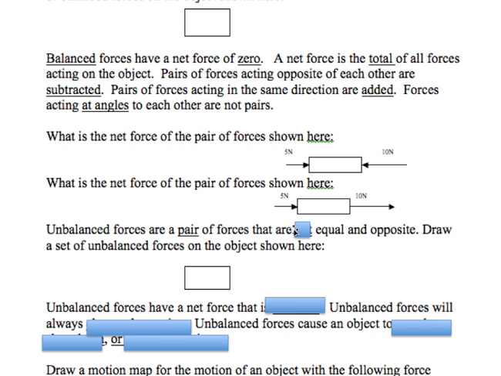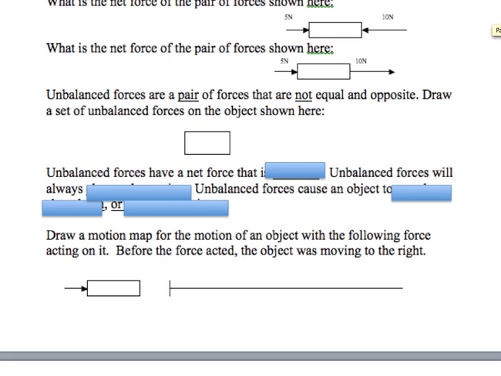Unbalanced forces are a pair of forces that are not equal and opposite. In your tug-of-war computer simulation, you had forces that were also unbalanced. So draw a pair of forces that are not equal sized and opposite direction. They have to be opposite direction, just not the same size. Unbalanced forces have a net force that is not 0. So you combine them, you're going to get an answer greater than 0.